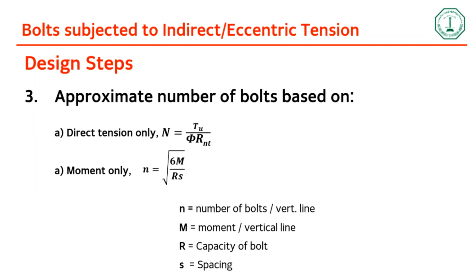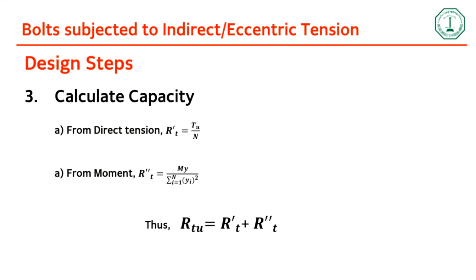Something that we know. And then for the moment you have to calculate the number of bolts required based on this equation and choose which is more critical, and then you have to calculate the capacity based on two of these. The first one is from the direct tension, the ultimate load, Rt prime, which is Tu over N, and Rt double prime, which is M y over sigma y squared. I'll just do a problem, this thing will be clear to you, and then you add this up. The ultimate tension should be less than the capacity phi Rn,t. That would be the final.